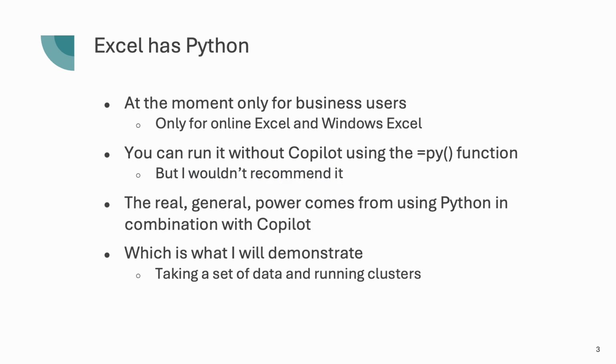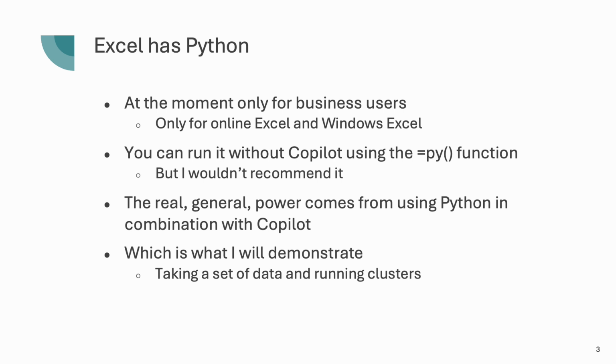So Excel has Python. That's really quite exciting. At the moment, it's only for business users. If you've got a personal Excel license, it won't be there. It's only for the online Excel, and if you're a Windows user, you can use it on Windows too. But those of us on a Mac, we have to use it online. Generally speaking, if I'm using Copilot and Excel together, I find it's best to run it through the Edge browser and use the online version.